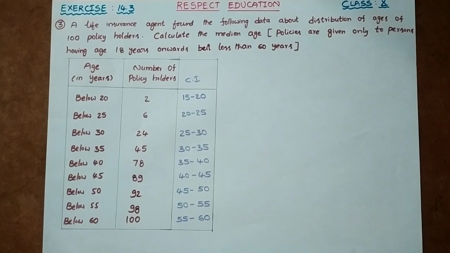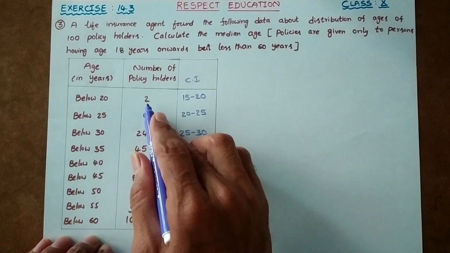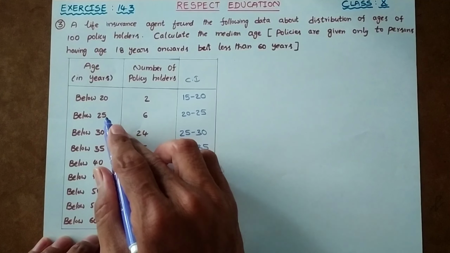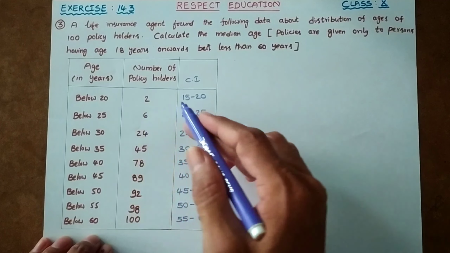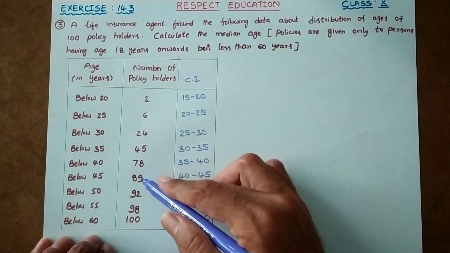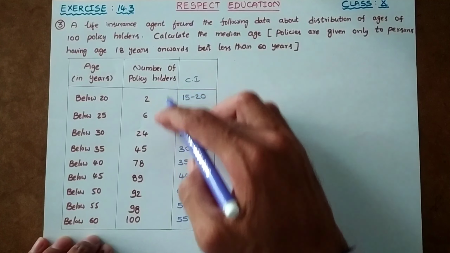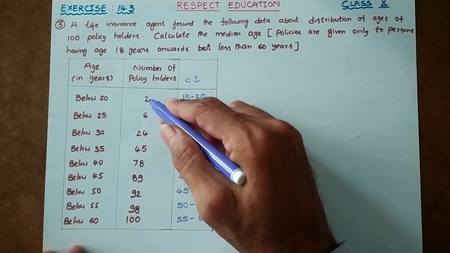Right. Next, if you observe the given frequency, below 20 there are 2 policy holders, below 25 there are 6. That means below 25, these two numbers are included here. If you observe carefully, see 2, 6, 24, 45, 78, 89, 92, 98, 100. This is in increasing order. So we can say this is cumulative frequency. So below 20 there are 2, below 25 there are 6, means this is 4 plus 2. Actually, 20 to 25 has 4.